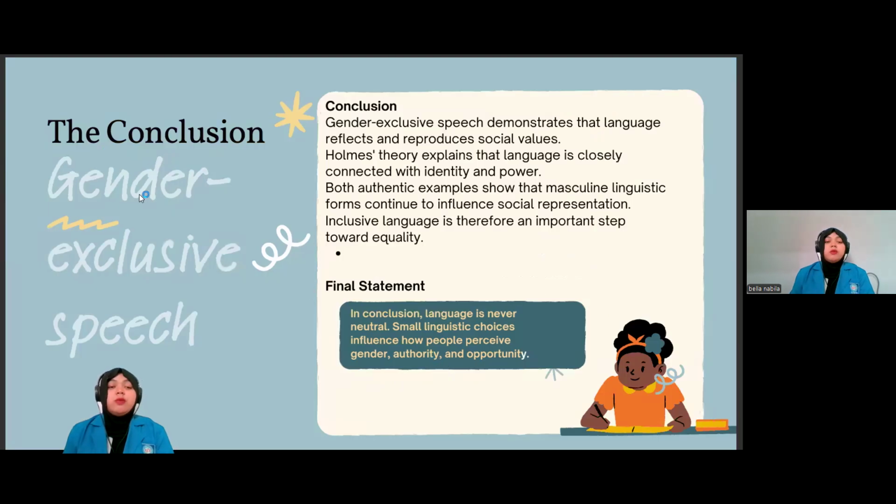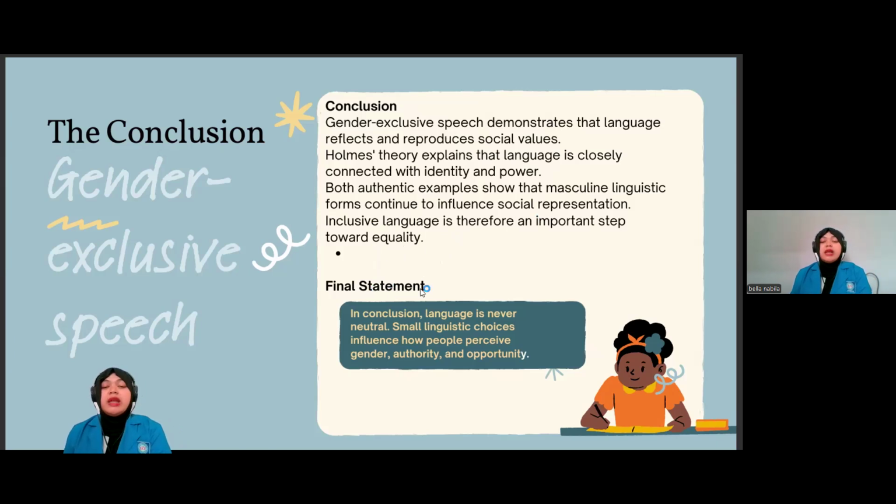The conclusion from gender exclusive speech is that gender exclusive speech demonstrates that language reflects and reproduces social values. Holmes's theory explains that language is closely connected with identity and power. But authentic examples show that masculine linguistic forms continue to influence social representation. Inclusive language is therefore an important step toward equality.